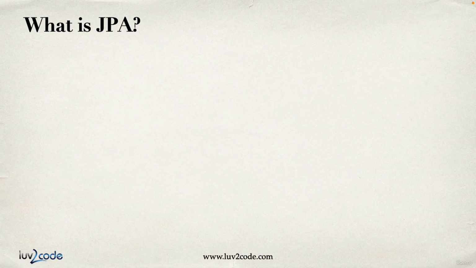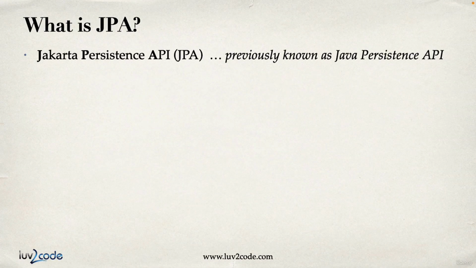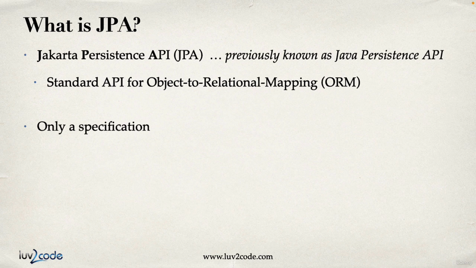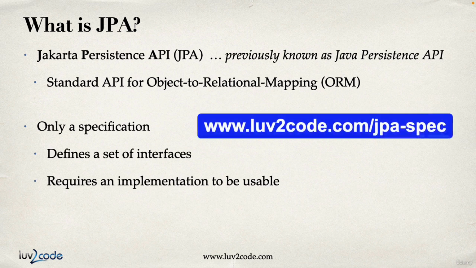Now, what is JPA? JPA is the Jakarta Persistence API, previously known as the Java Persistence API. It's the standard API for object-to-relational mapping, or ORM. It's only a specification, defines a set of interfaces, and it requires an implementation to be usable.